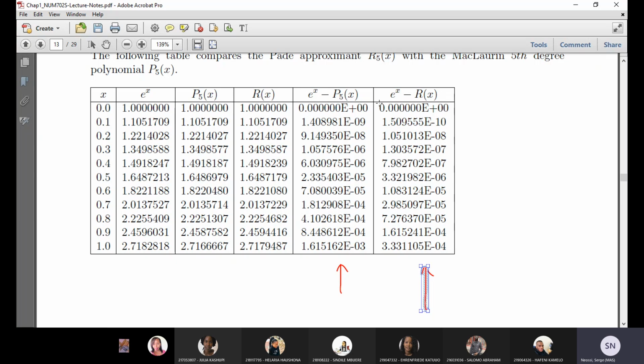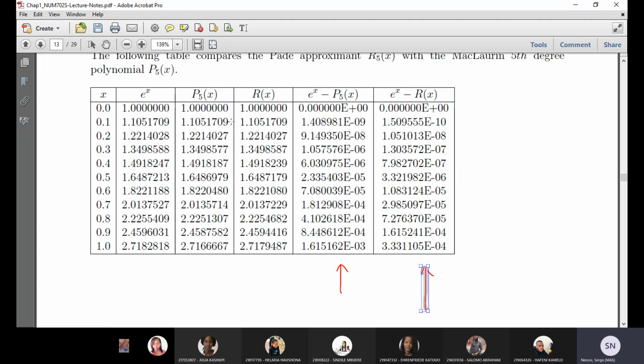lower error here. And the best way to quantify that is to compute the 2 norm. You can take the 2 norm of this, meaning that you take the global error, because these are local errors. You can take a kind of global error, the 2 norm of this column and the 2 norm of this column. You see that the final result will give you a lower error here in the last column, which indicates that Padé approximation gives you a better result compared to polynomial approximation. So this is one of the motivations.